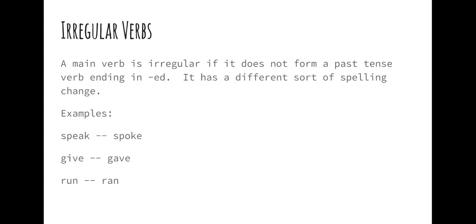Irregular verbs. Irregular means not regular. The prefix "ir" means not. A main verb is irregular if it does not form a past tense verb ending in ed. It is a different sort of spelling change. So, speak becomes spoke, give becomes gave, and run became ran.